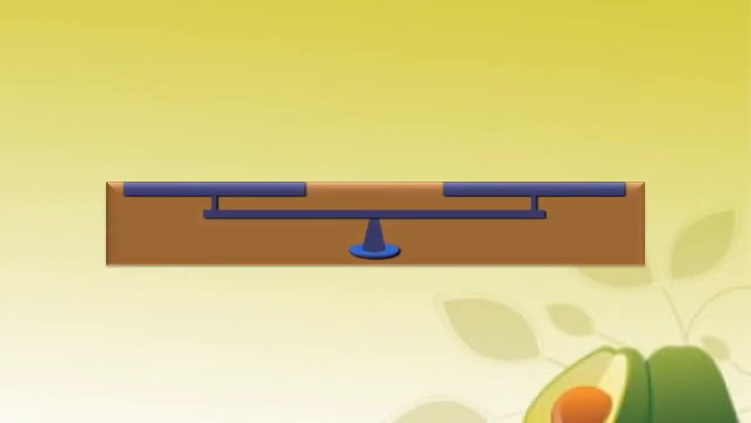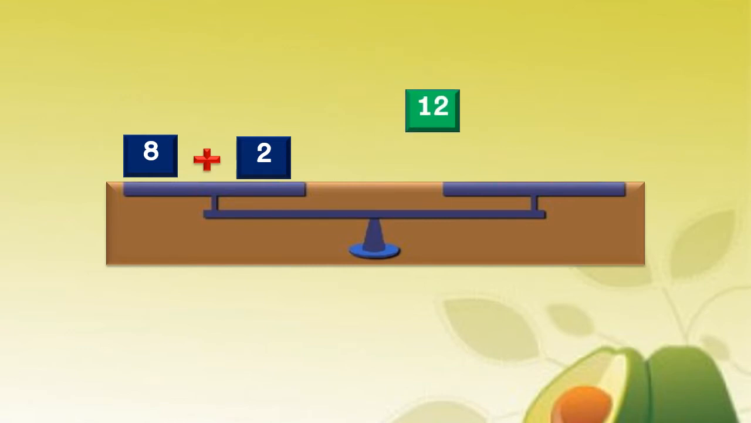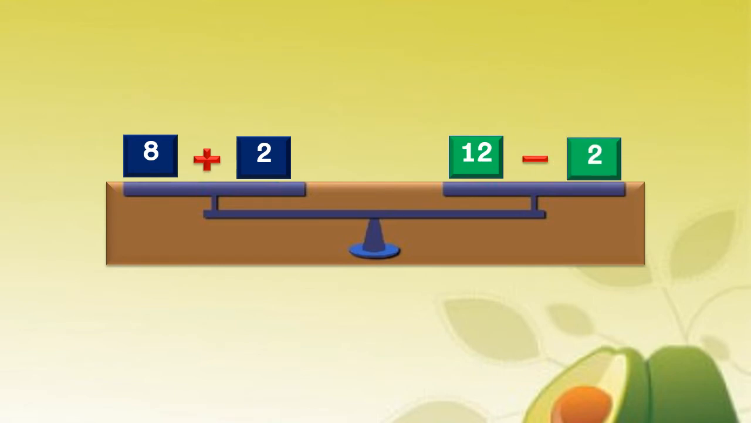This is a weighing scale. On the left hand side I have taken 8 plus 2, right? What is the answer of this? Yes, 10. And on the right hand side, I will do subtraction. Now on the left hand side, addition is there. On the right hand side, subtraction is there. Different operations are there, right? But the value of both the operations is the same. So we can denote it with the help of the equal to sign, right? So this is an equation.